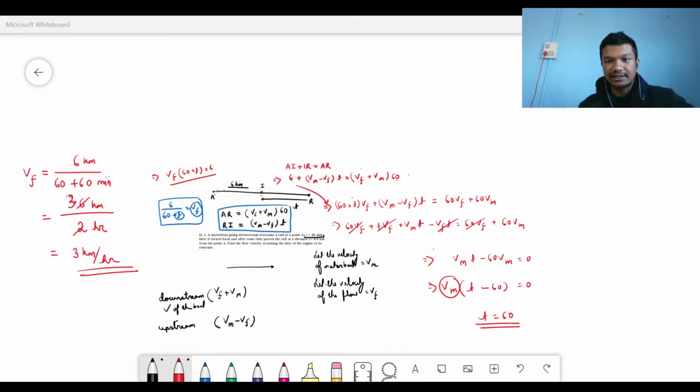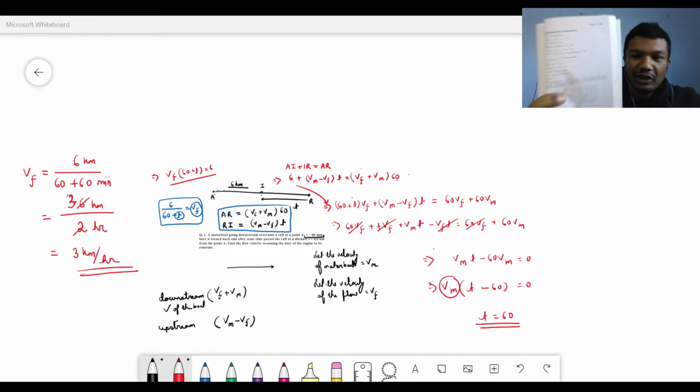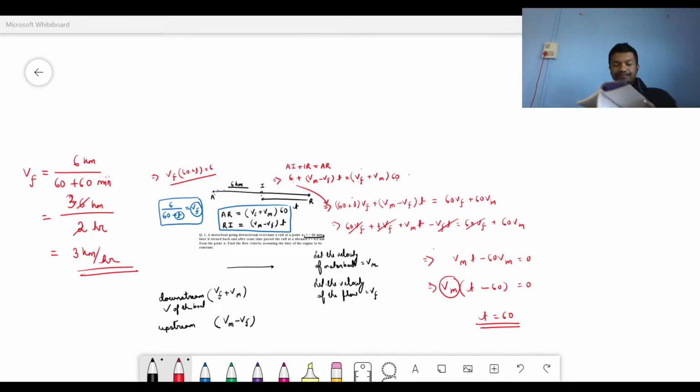So let's check the answer. So this is the book. Let's check the answer. Yes, 3 kilometer per hour. 3 kilometer per hour. I am really impressed with my skills.